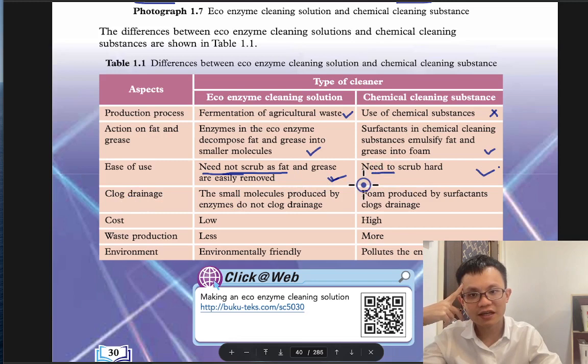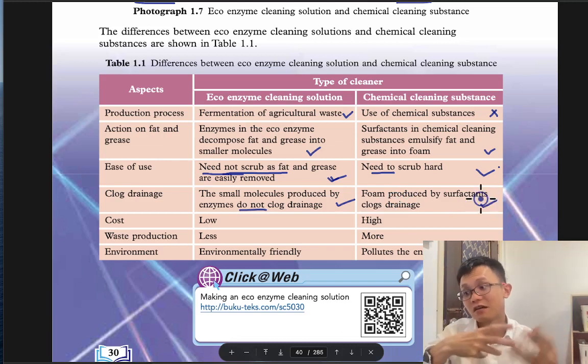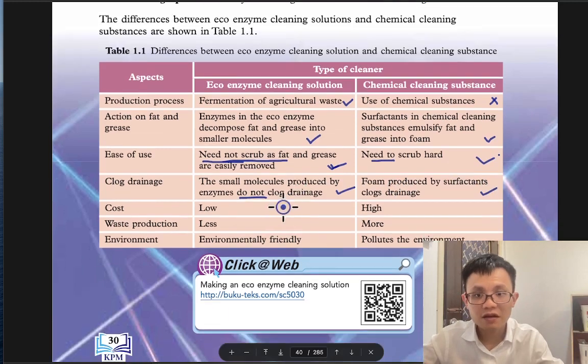Clog drainage. Okay, so do not, this one is correct, do not clog the drain. This one will, yes, it will, because it has foam, a lot of bubbles. So the cost is low, cost is high. Actually almost the same, you might want to consider.